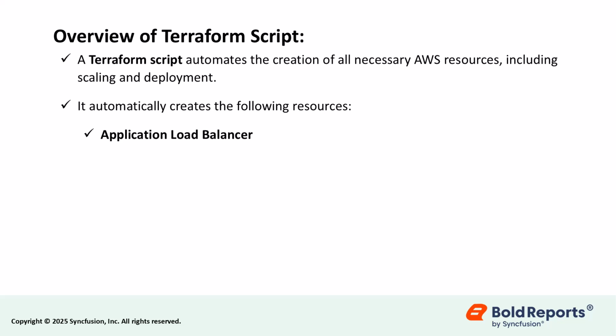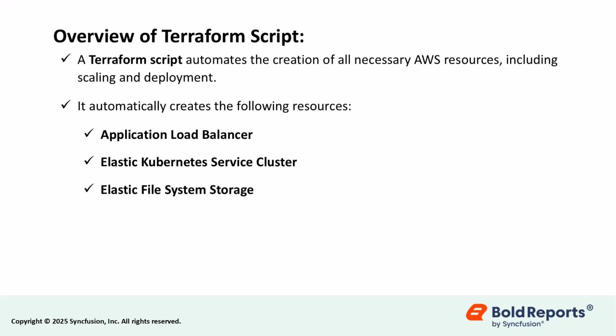The application load balancer distributes incoming traffic across EKS pods to ensure high availability. The Elastic Kubernetes Service Cluster hosts and manages containerized applications using Kubernetes on AWS. The Elastic File System Storage provides scalable, shared file storage for use with EKS pods. The Amazon Relational Database Service PostgreSQL Server offers a managed, scalable PostgreSQL database for persistent data storage.